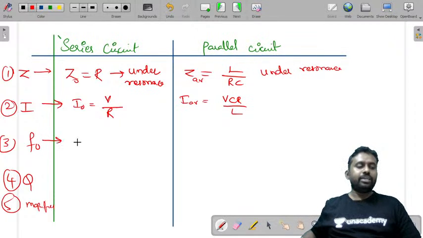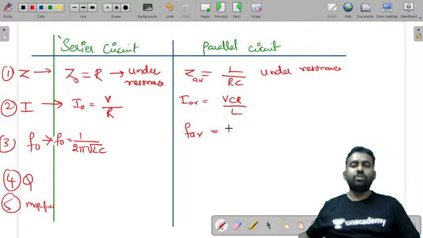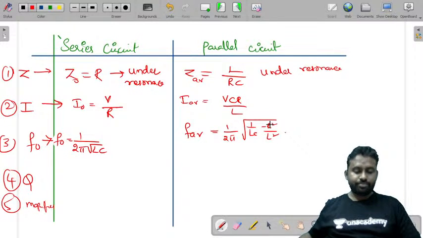Now what is the resonant frequency? For the series circuit, we can write F naught is equal to 1 by 2 pi root LC. And for the parallel circuit, F naught is equal to 1 by 2 pi under root of 1 by LC minus R square by L square.